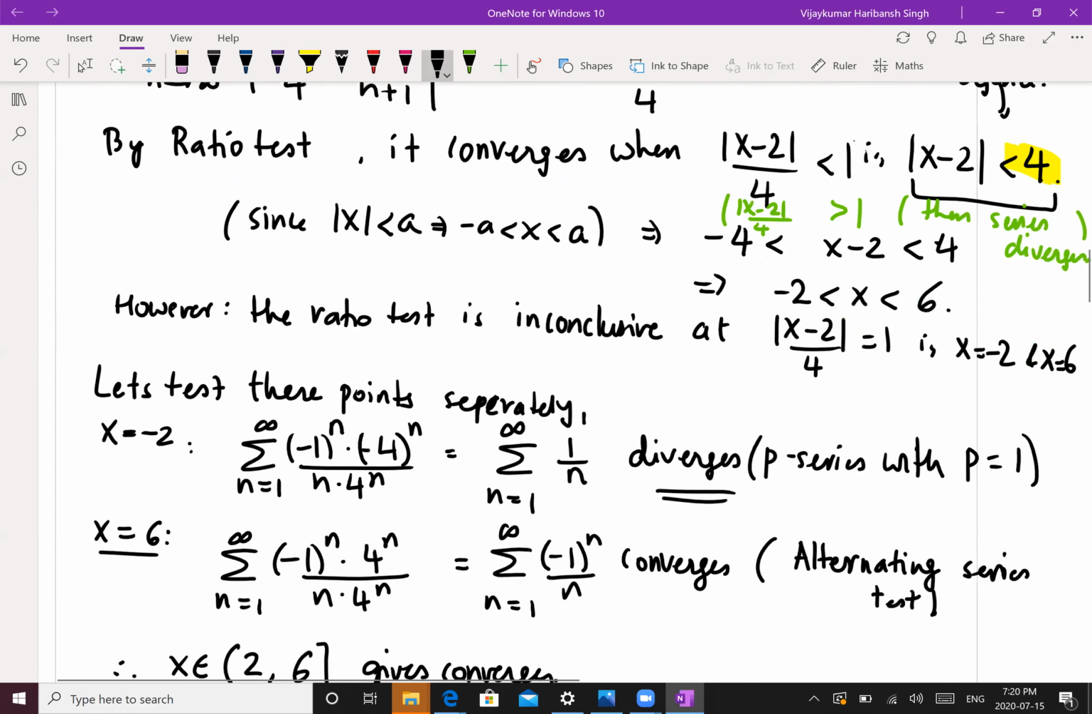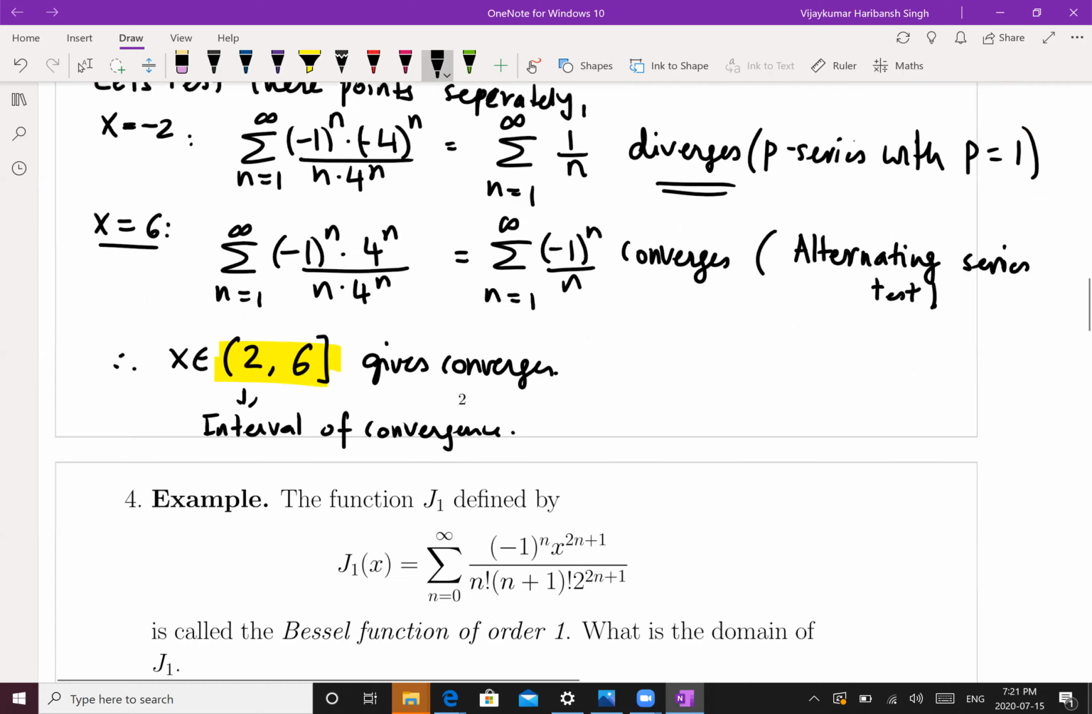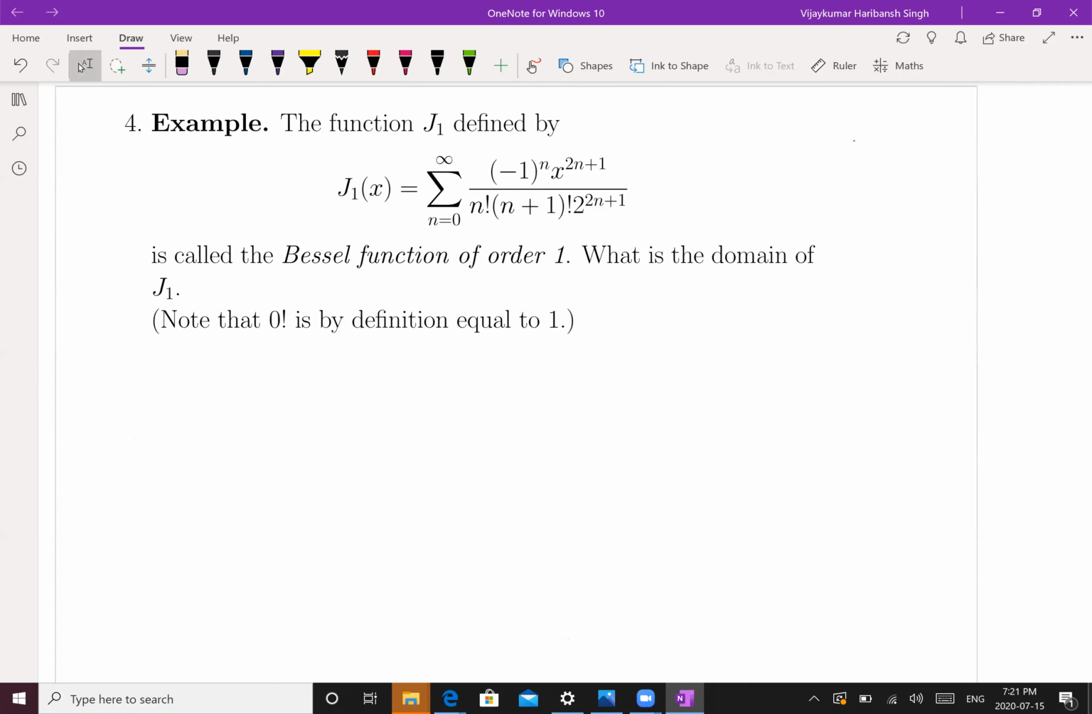And this interval will be called the interval of convergence. Okay, so we'll see that definition very soon. So here we have, so let's look at the following example now.